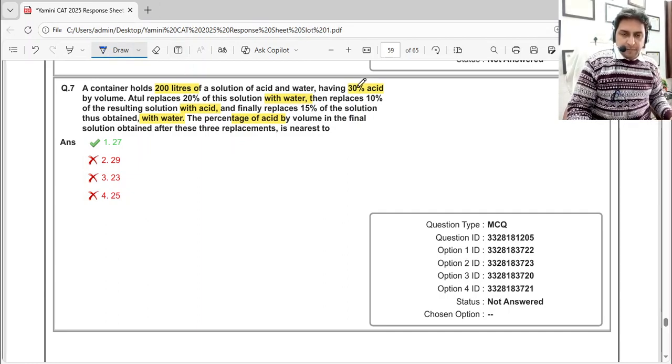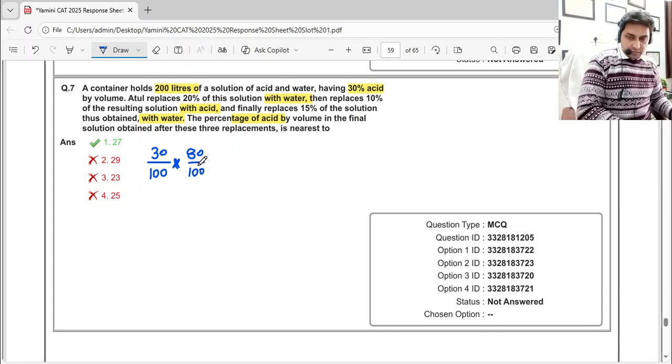So it was 200 liters. We have to find out the percentage only. So let's say in the beginning it was 30 out of 100. Then we replace 20% of the solution with water. That means the remaining was 80 by 100, so that was the remaining percentage, which comes out to be 24, because that was taken out and the water was added. The total amount is still the same, 200 liters.